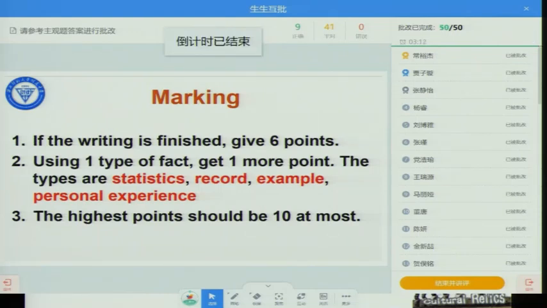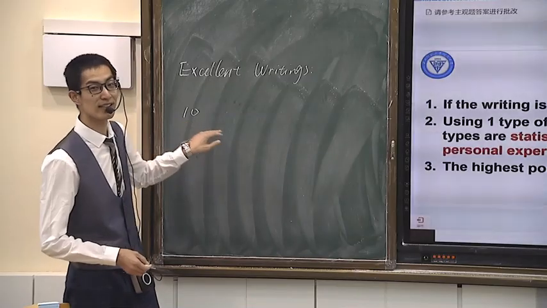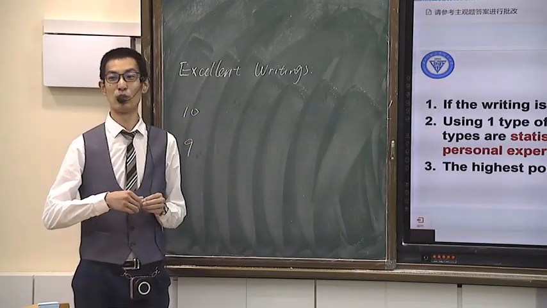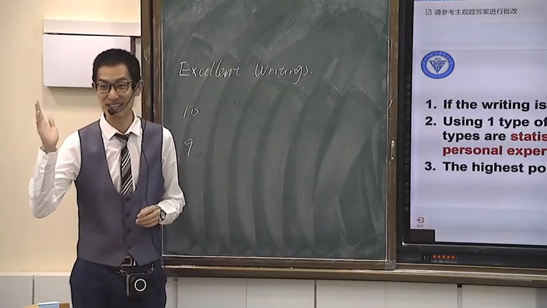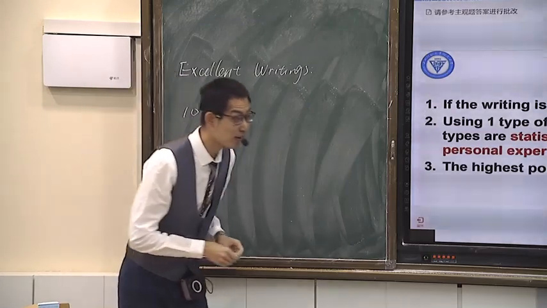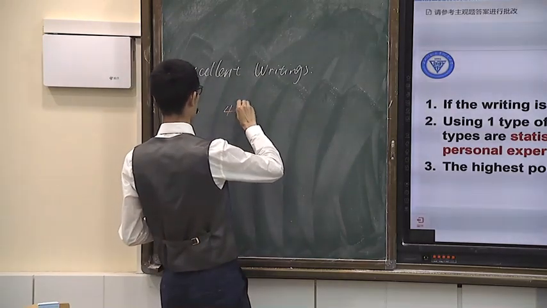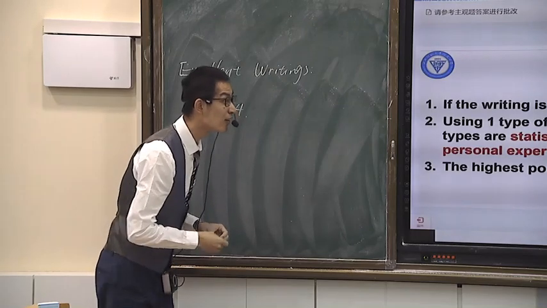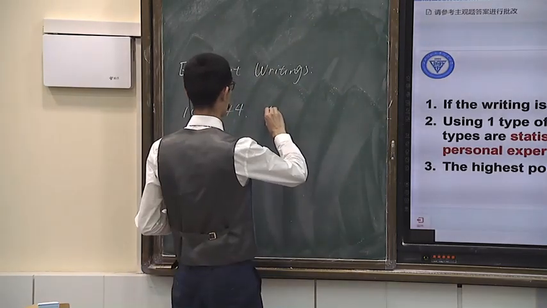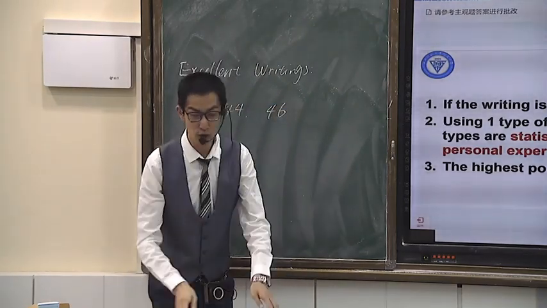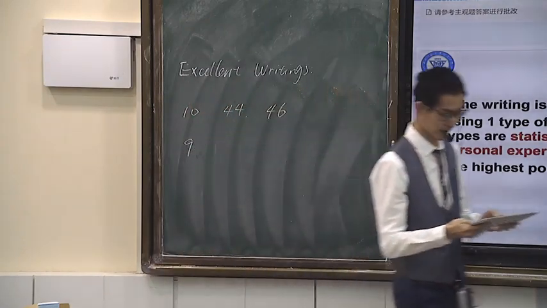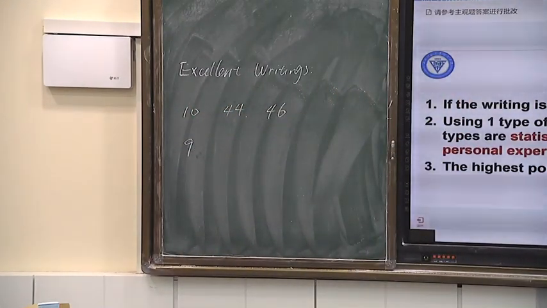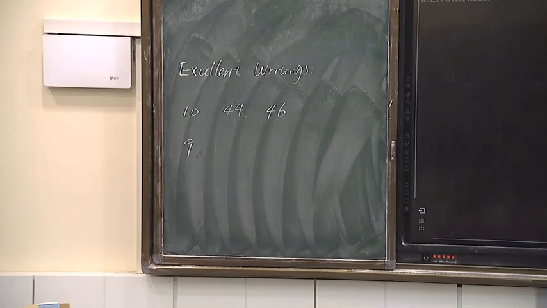Alright class, time's up. Tell me who gets 10 points? Which writings get 10 points? Anyone? 44. Okay, very excellent. Who else? 46, is it? Okay, so who's 44? Who's 44? Can I take a photo? Okay, of your writing. Okay, who's 44?